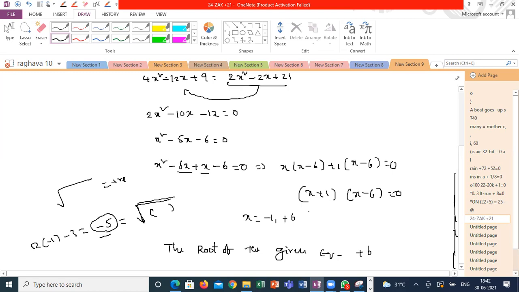Sir, can you say again why minus 1 is not the answer? You take any root value. Is there any root of any number where you get a negative value? You take any number. No, sir. So how is it possible? Root of 4 means, sorry, a negative root value is not possible.